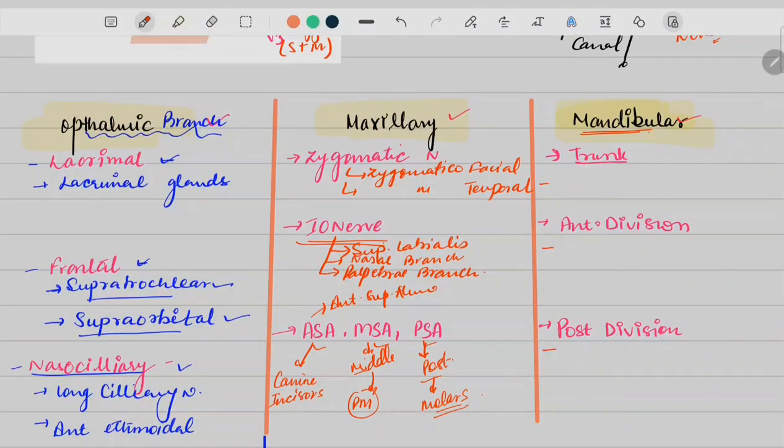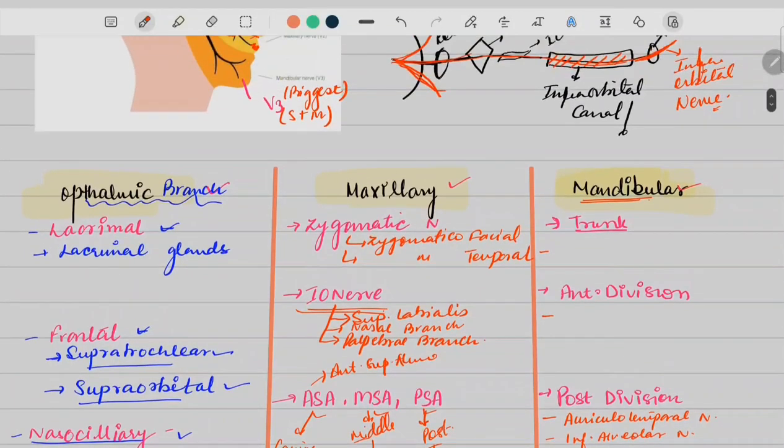First we are going to talk about the posterior division. This is very easy. You can remember this as AIL. What is this AIL? The auriculotemporal nerve. Then you have the inferior alveolar nerve. Then this is your lingual nerve. Coming to the anterior division.